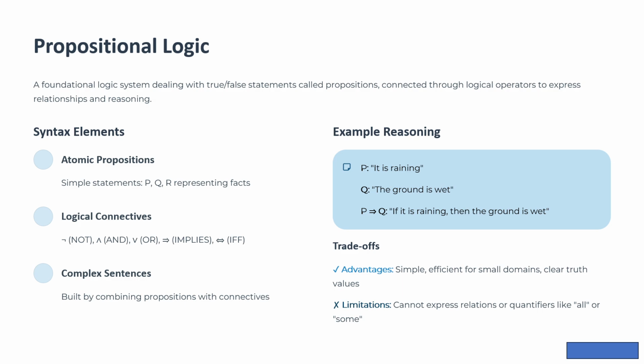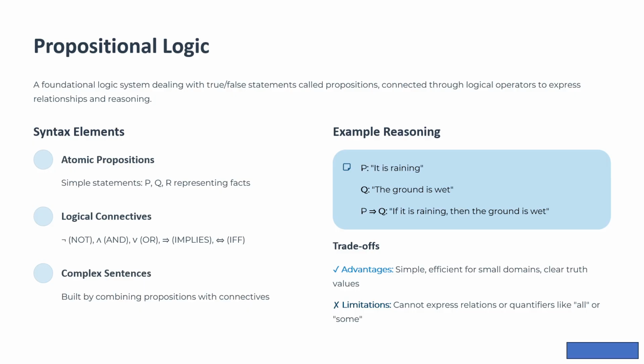For example, let P equal it's raining. Let Q be equivalent to the ground is wet. If it is raining, then the ground is wet becomes P implies Q.